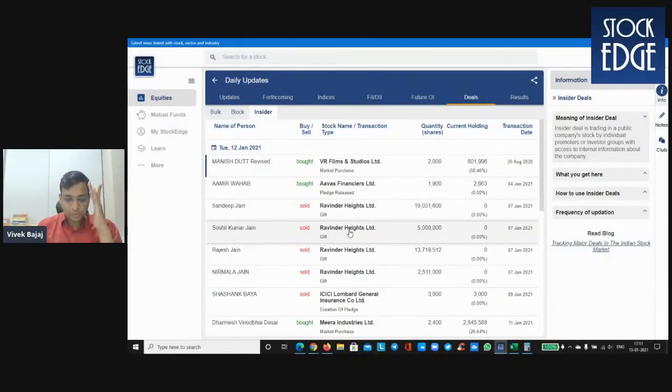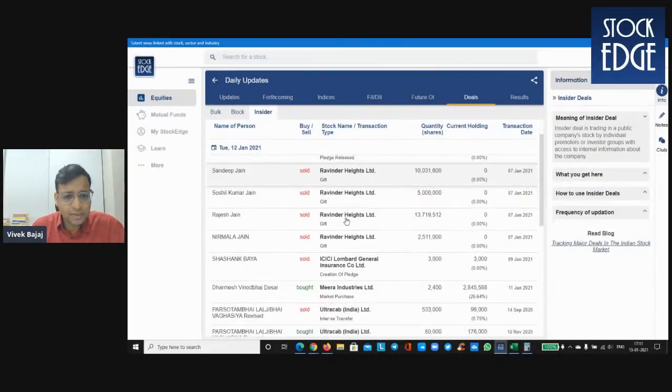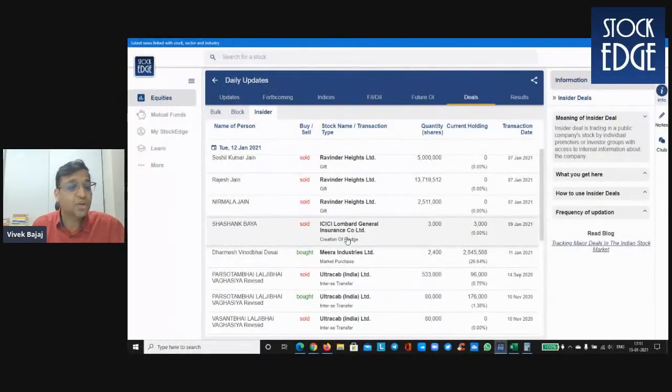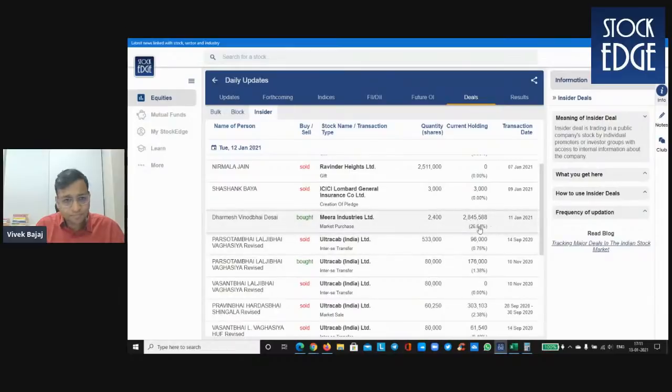So all you need to do is spend some time on this section and figure out, is there any interesting stock which can be derived out of it. So let us do that. These are all gift, not relevant. Creation of pledge. Most of these people who have lesser shareholding, any activity done by them should not be considered a significant activity unless many people with a lesser shareholding are doing that activity consistently. Okay, let's go and see.